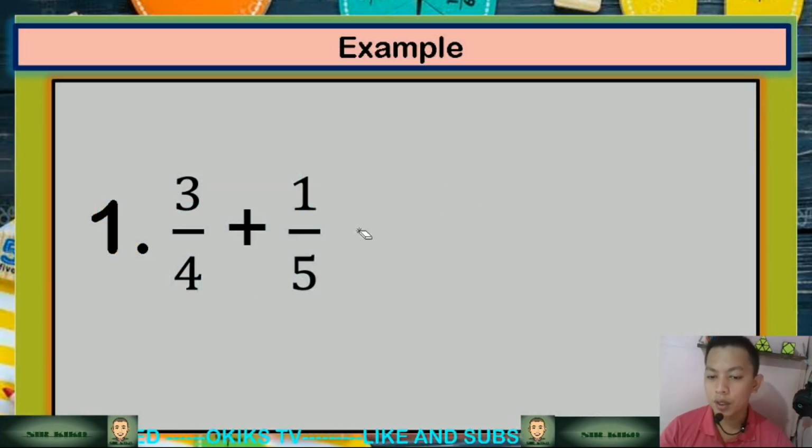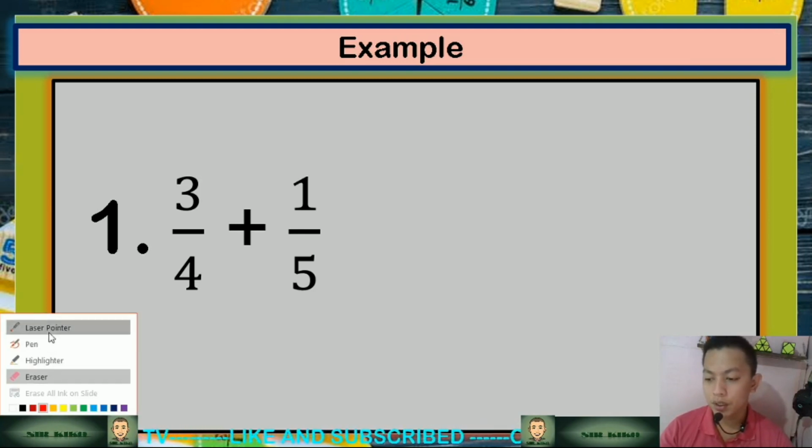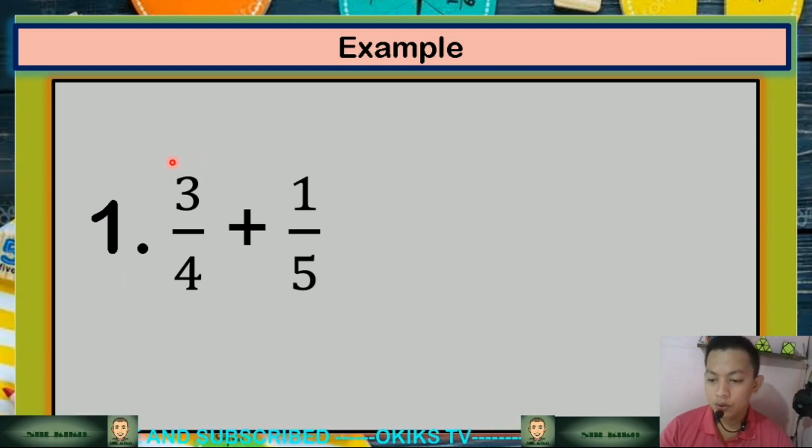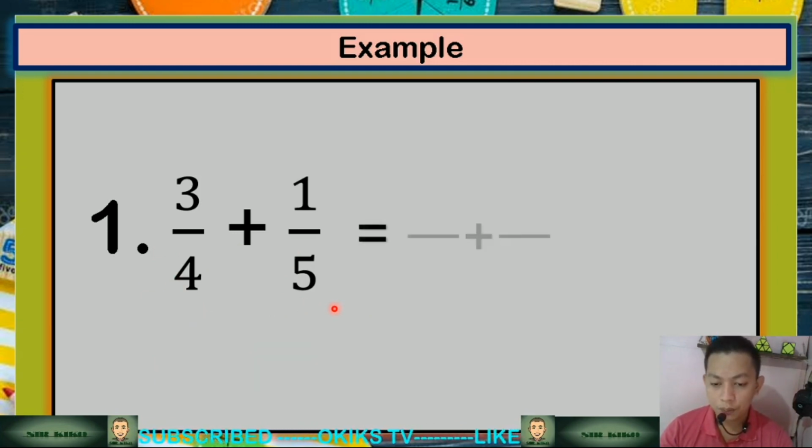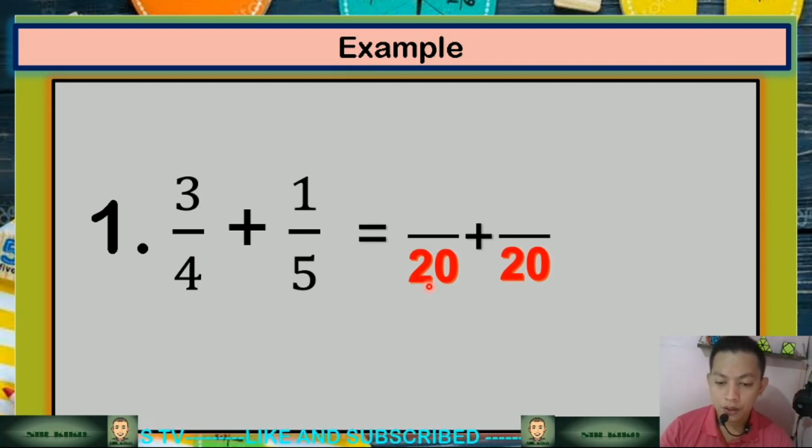Example number 1: 3/4 plus 1/5. As you can see, the denominators of these two fractions are different, so this would be a dissimilar fraction. When we say dissimilar fraction, the first thing you're going to do is find the LCD of these two fractions. So the LCD of these two fractions is 20. Very good.